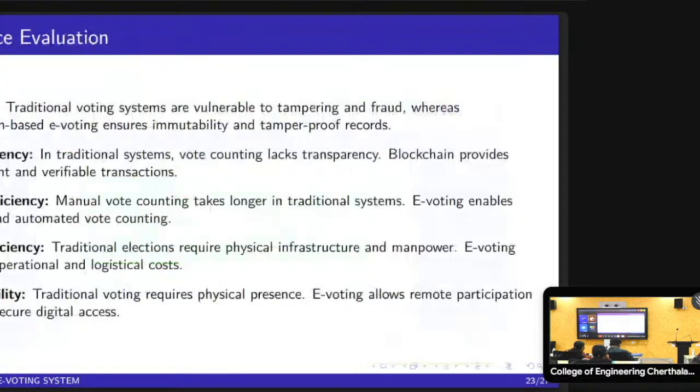And the performance evaluation, comparing the traditional voting system and the blockchain voting system. Security: blockchain ensures immutability and tamper-proof records. Transparency: compared to the traditional voting system, blockchain provides transparent and verifiable transactions. Time efficiency: manual voting takes a long time compared to e-voting, which enables instant and automated vote counting. Cost efficiency: traditional elections require physical infrastructure and manpower, while e-voting reduces operational and logistical cost. Then accessibility: traditional voting requires physical processes, but e-voting allows remote participation through secure digital access.